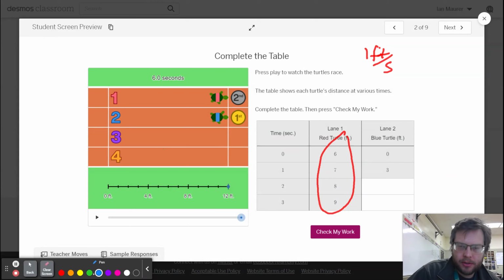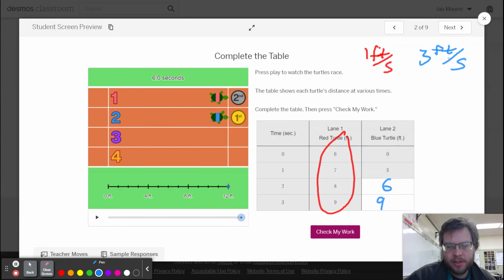The blue turtle goes 0 and 3. And if we're assuming it's going at the same speed, that looks like it went 3 feet in the first second. So it's going to go 3 feet in the second second. It's going to go 3 feet in the third second. And so we have 3 feet per second.